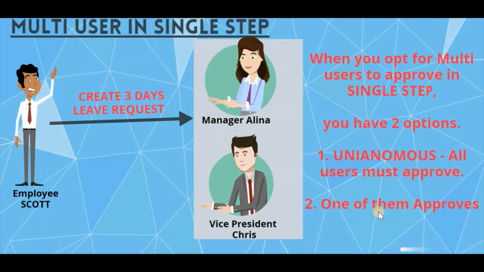And we have the second option where one of them needs to approve it. If we select this option, when a request comes, it can be seen by both manager Alina and Chris in their approval requests. If manager Alina approves it, then it will be automatically approved. If Chris approves it, it will automatically be approved. The other person doesn't even need to know. Now we'll see how these options will work in Salesforce.